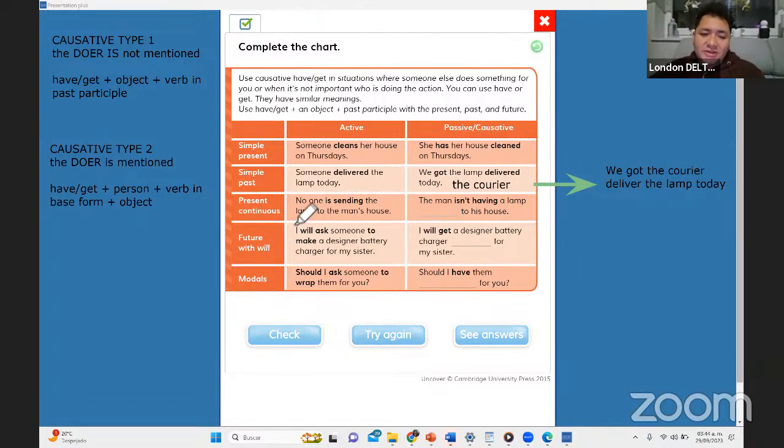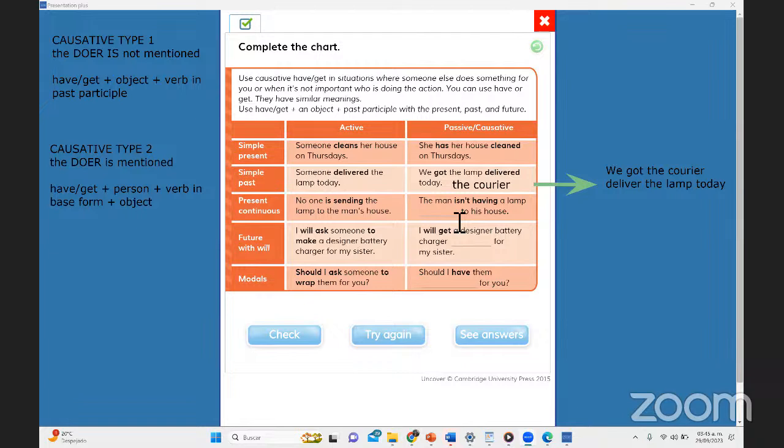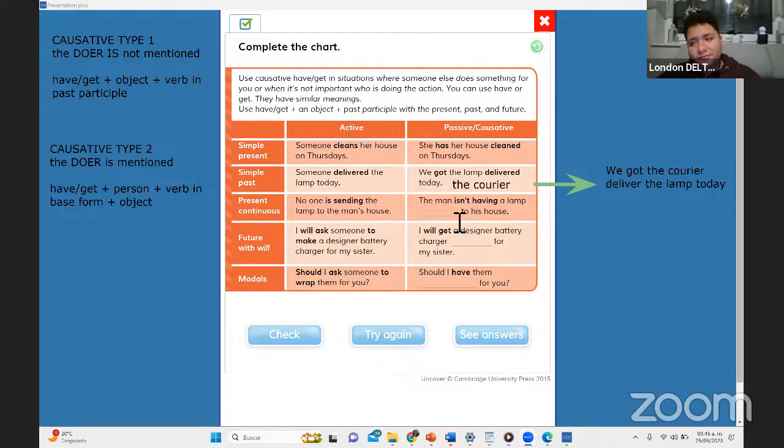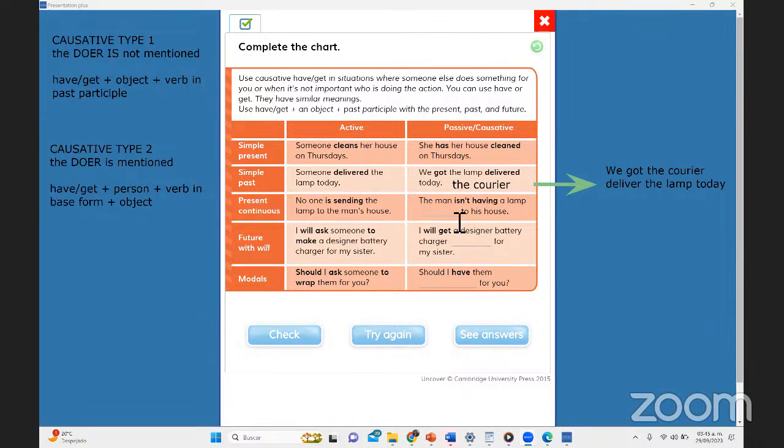Could you read it? It's in these two sentences in active, passive, and we are going to write the same with the causative type 2, please. No one is sending the lamp to the man's house. The man isn't having a lamp.